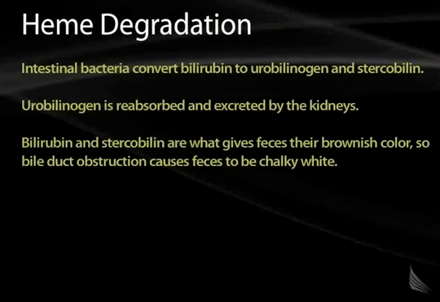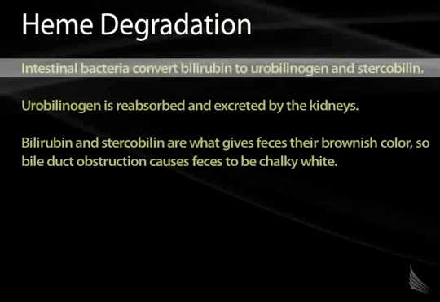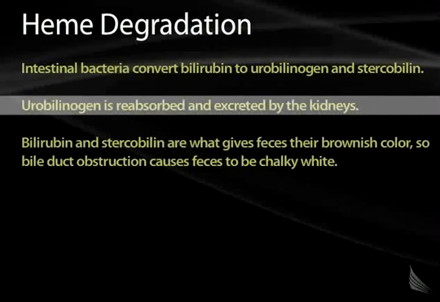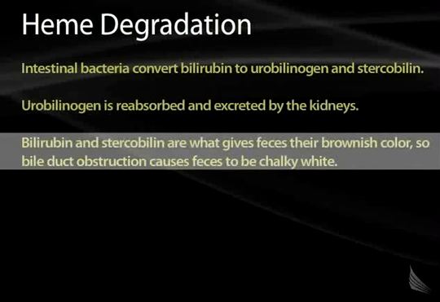Now, once it's in the bile, it gets to the intestine, and intestinal bacteria convert the bilirubin to urobilinogen and to stercobilin. Urobilinogen is then reabsorbed and can be excreted by the kidneys. Bilirubin and stercobilin are what gives feces their brownish color. So anybody that has a bile duct obstruction in which the bilirubin metabolites are not getting into the intestinal tract, their feces will be chalky white, and that's a sign of bile duct obstruction.